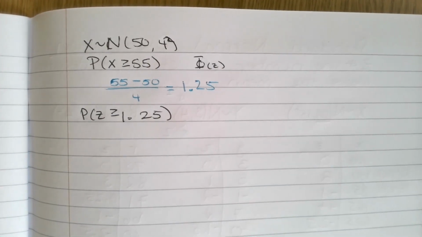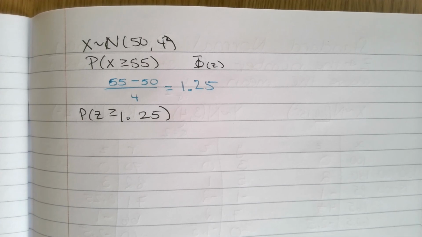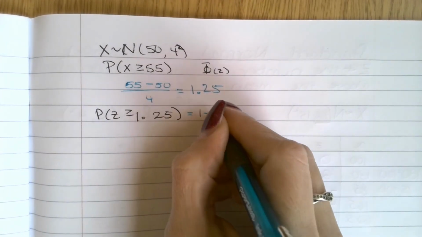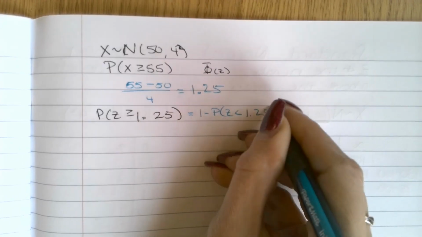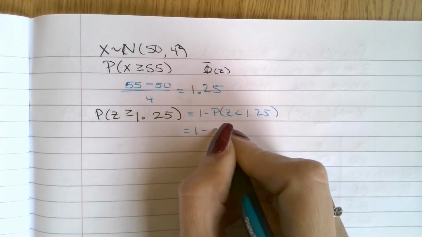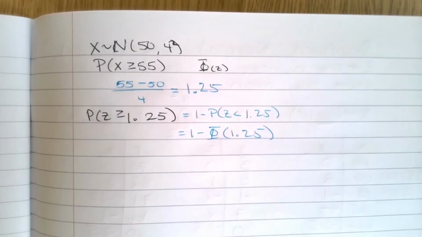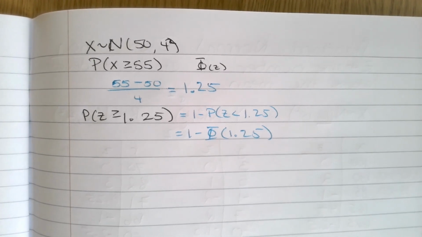However, they want us to do this in terms of phi z. And to do this in terms of phi z, we need to first change it to a less than. So it'll be 1 minus the probability that z is less than 1.25, which means it's 1 minus phi 1.25. And that's using phi to represent probability in terms of z.